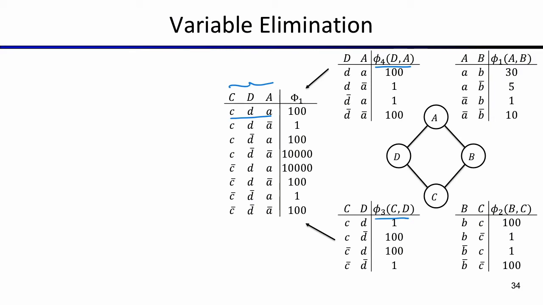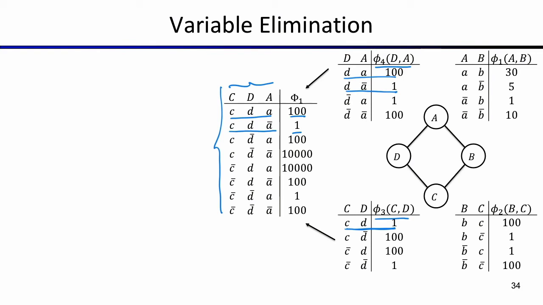So C, D, and A: we have C, D here, 1, we have D and A here, so it's going to be 100, that's a check. Another one is C, D, and not A, so we have C, D again here, and D and not A we have here, so it's going to be 1 times 1, and 1, check, and we continue doing that. So if we compute this joint factor, we'll have this factor here. All right, so let's look at the next slide.